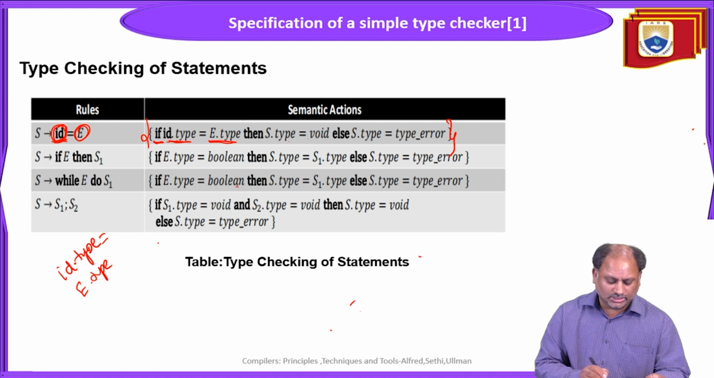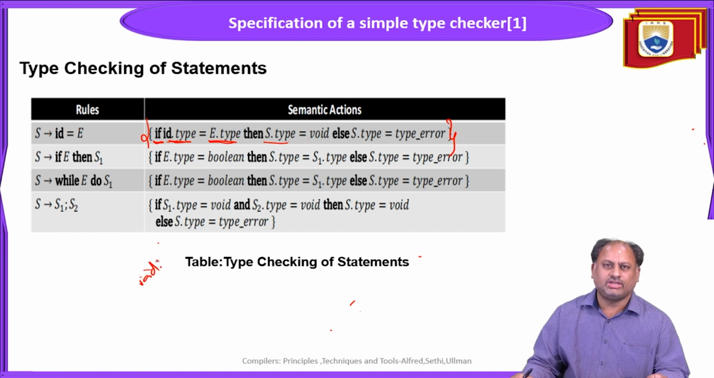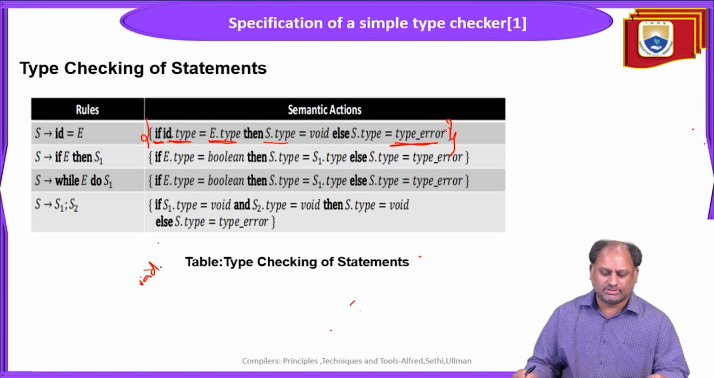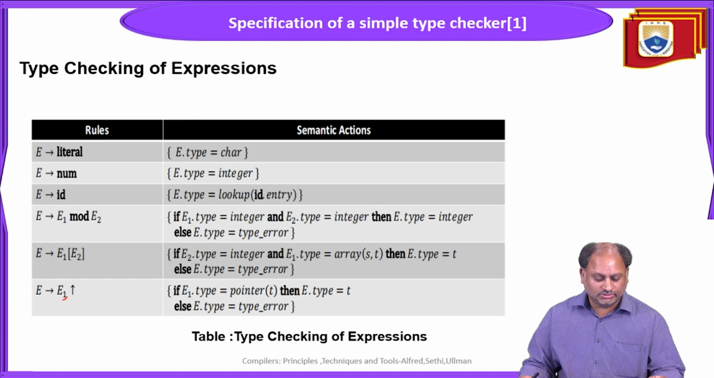Then the corresponding type is executed. So S derives id equal to E. So here the left hand side, S dot type, returns nothing. So that's why there is no error. In the else case, only type_error is to be written. So like this, we are going to determine type expressions for type checking of functions, statements, and individual expressions also.